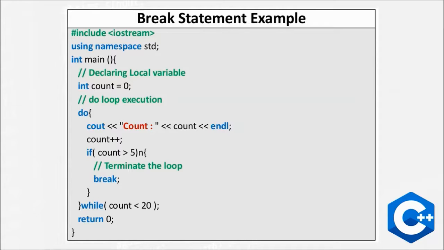But we want only 5 elements of the count. So we put a test expression: if count greater than 5, meaning as soon as count exceeds 5, we want to terminate this loop and not execute the remaining iterations. So when count becomes greater than 5, this loop terminates and control goes to the return 0 of the main program.